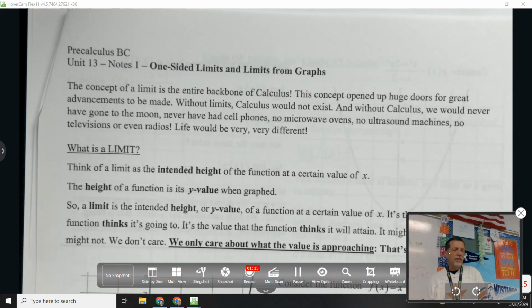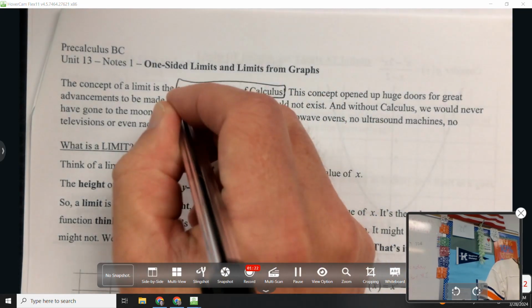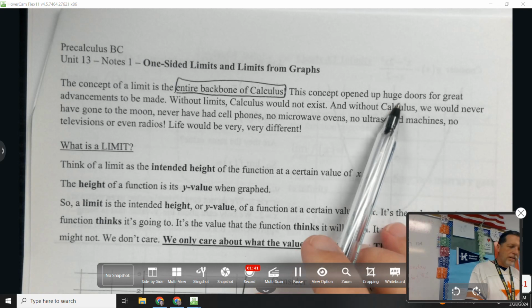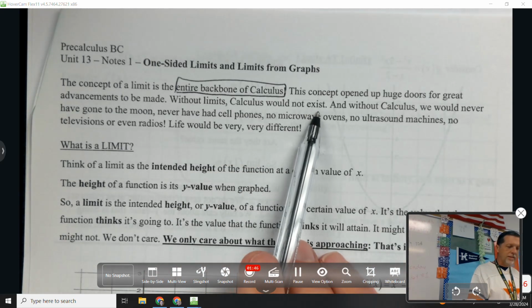Okay, limits. The concept of a limit is the entire backbone of calculus. And that is absolutely true. Once you're a couple weeks into calculus, you don't use limits a whole lot because you're doing derivatives and antiderivatives. And you're going to memorize a whole bunch of shortcuts for derivatives and antiderivatives. But the definition of those things is a limit thing. So we have to know about limits to build up to derivatives and antiderivatives. Without limits, calculus would not exist. Absolutely, that is true.